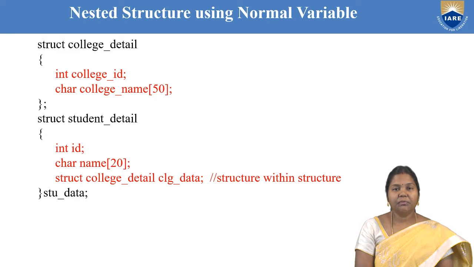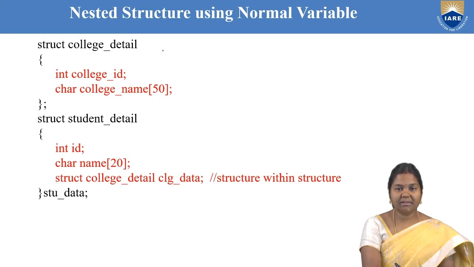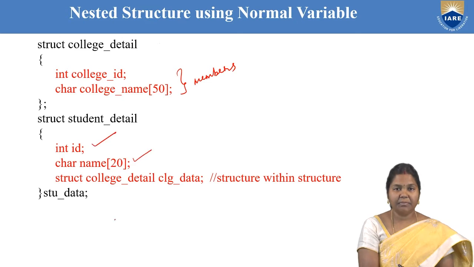So first, let us discuss nested structure using normal variables. Coming to this example, suppose there are two structures, one called college_detail and the other student_detail. In the college_detail structure, we have two members: college ID and college name. In the student_detail structure, we want to nest the college_detail structure. The student_detail has its own members, the ID and the name of the student, followed by the college_detail, which is nested inside the student_detail structure.